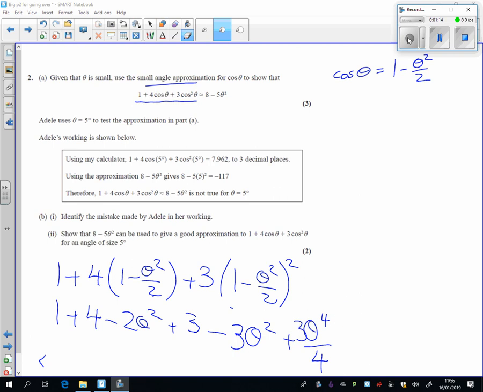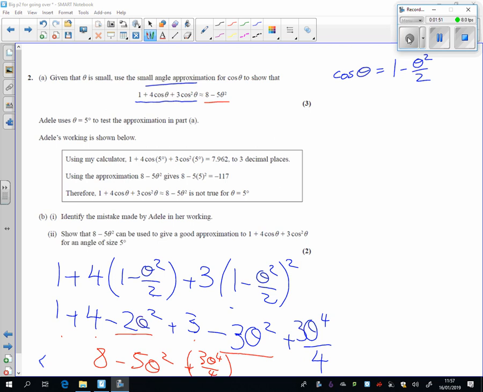And are we nearly there now? What are we looking for? So we've got 1 add 4 add 3, which of course is indeed 8. I've then got minus 2 theta squared minus another 3 theta squared, which is minus 5 theta squareds. And the extra bit here is theta to the 4 over 4, 3/4 of that. Because theta is so small, we're going to ignore that part there because it's so small. So that's the bit that we wanted.